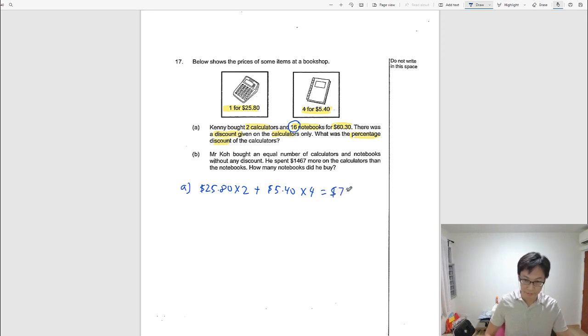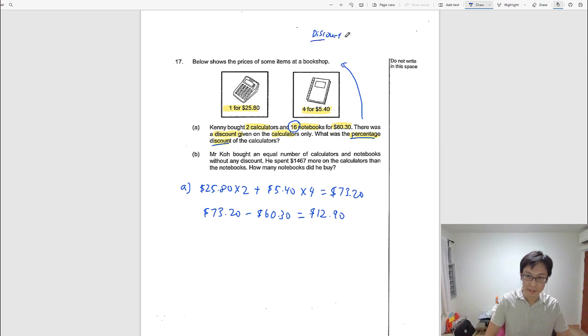If you press your calculator, you should get $73.20. So this is the price before discount, and after discount is $60.30. So let's find the discount that Kenny received by taking 73.2 minus away 60.3. You will get 12.9, which is the discount. So far so good. And since the question asks for a percentage discount, remember the formula for percentage discount? We simply take the discount, divide by the original, times 100%.